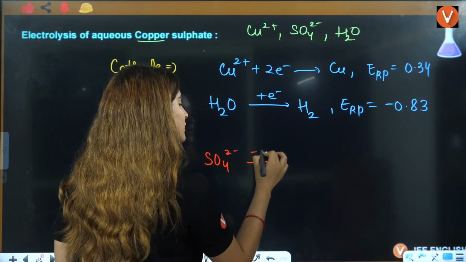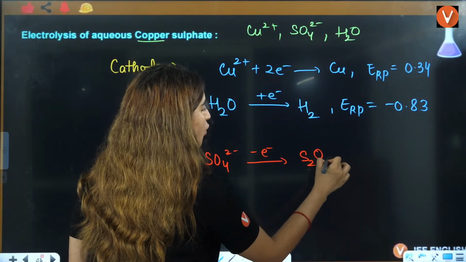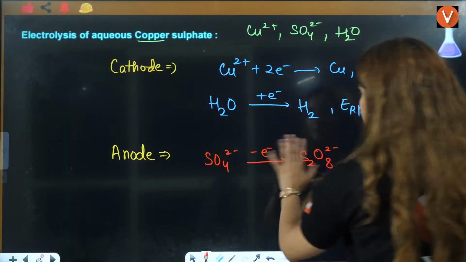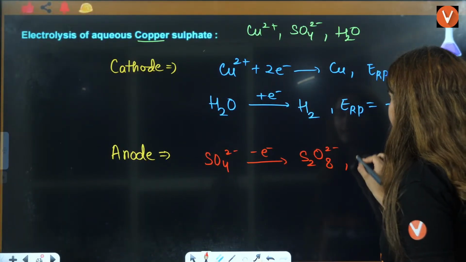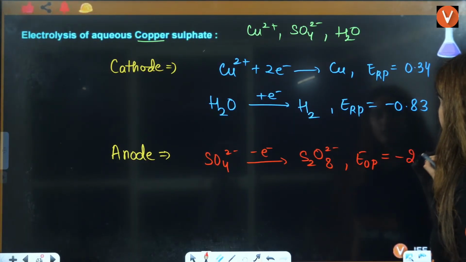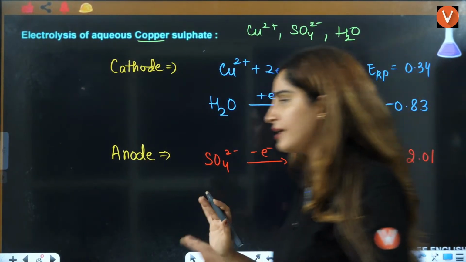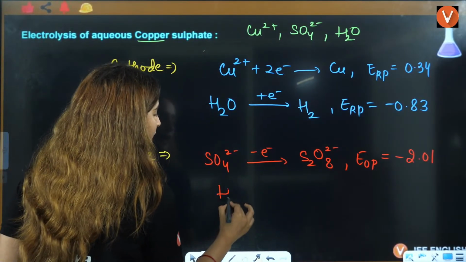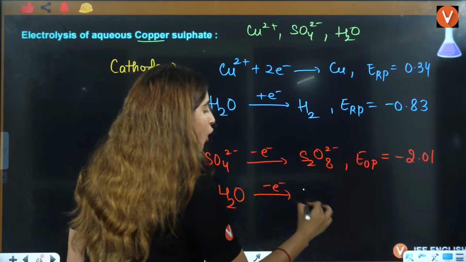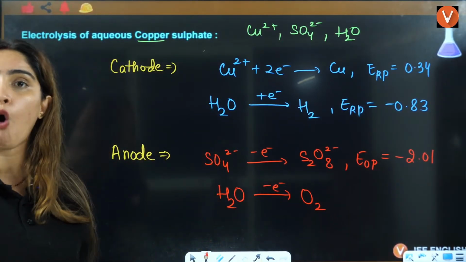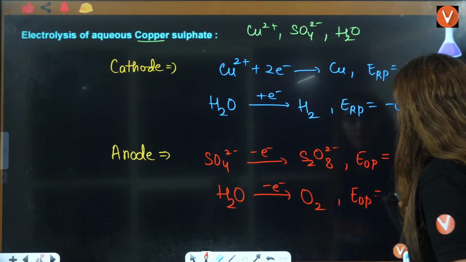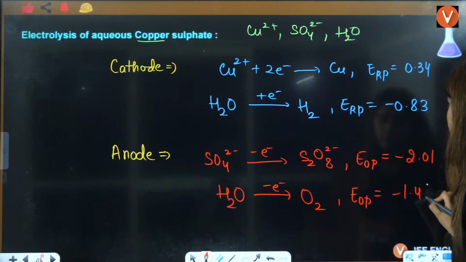After losing the electron, SO4 2 negative will be converted to S2O8 2 negative. You don't need to know this actually. Just remember that after losing, its oxidation potential is minus 2.01. That's it. Nothing else. Now for water, I am writing it for the fourth time in this lecture. After oxidation, water will always give oxygen, so it is going to give an oxidation potential of minus 1.46.